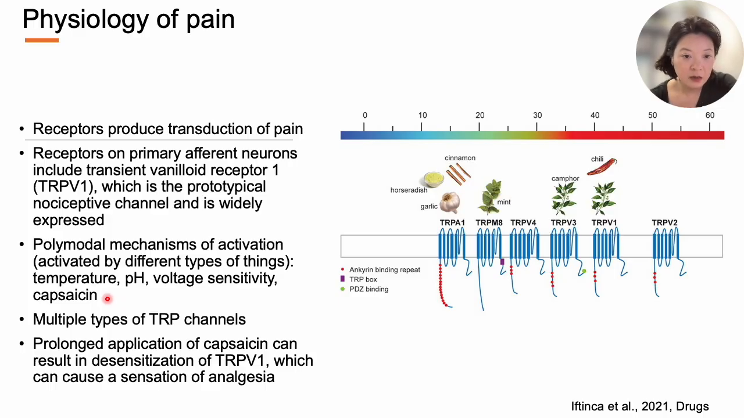And the most famous one is capsaicin, which is found in hot chili peppers, which is why the sensation of eating chilies is similar to the sensation of thermal pain.